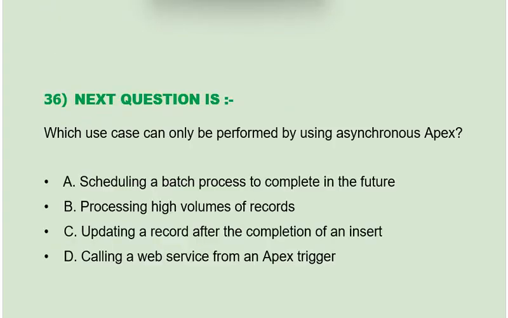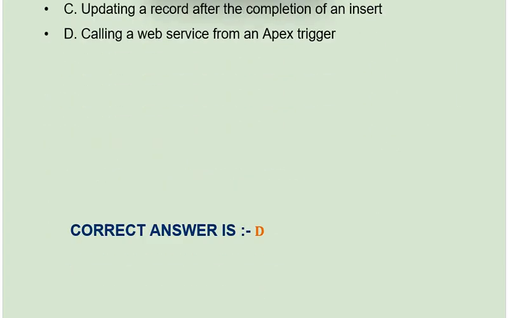Question is, which use case can only be performed by using asynchronous Apex? Option A, scheduling a batch process to complete in the future. Option B, processing high volumes of records. Option C, updating a record after the completion of an insert. Option D, calling a web service from an Apex trigger. Correct answer is option D.